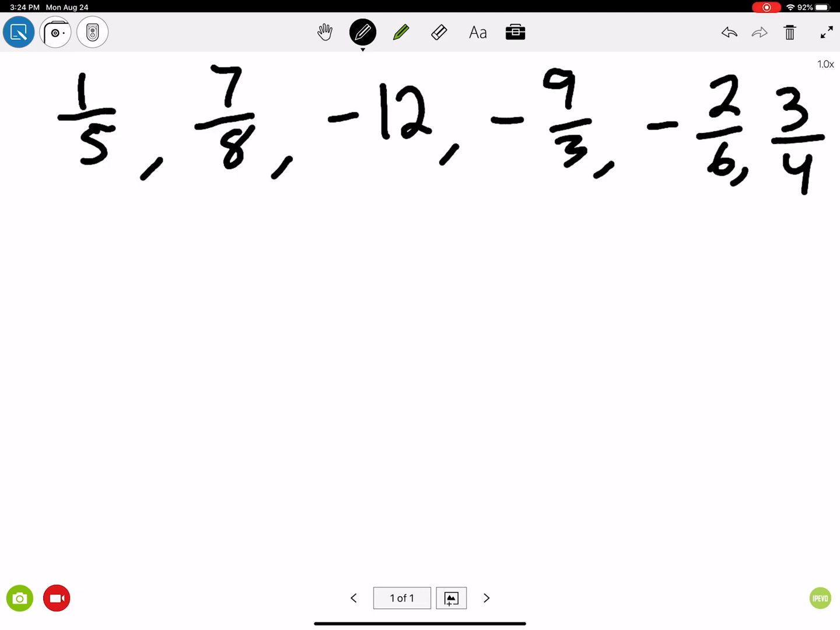Okay, so in this video we're going to talk about putting numbers in order from least to greatest. So right now I've got 1, 2, 3, 4, 5, 6 numbers. They're all separated by commas. I've got 1/5, 7/8, -12, -9/3, -2/6, and 3/4. And remember, I said that I want to write these out from least to greatest. Okay?